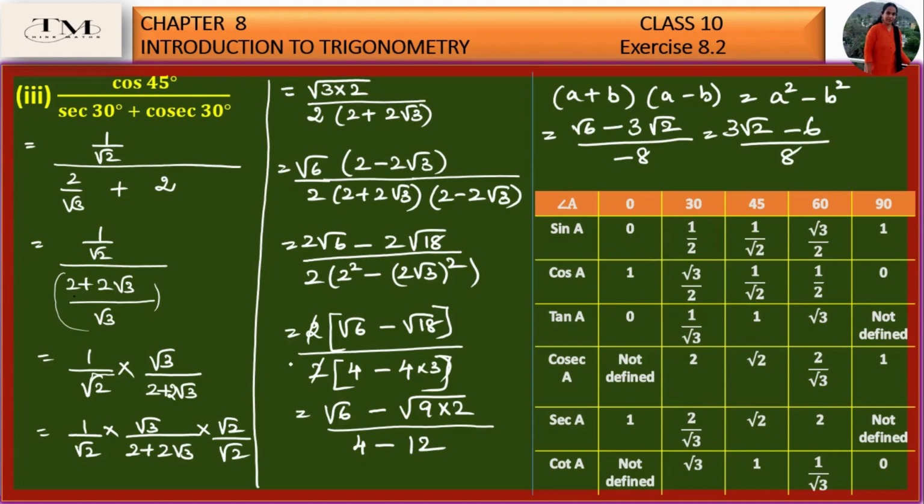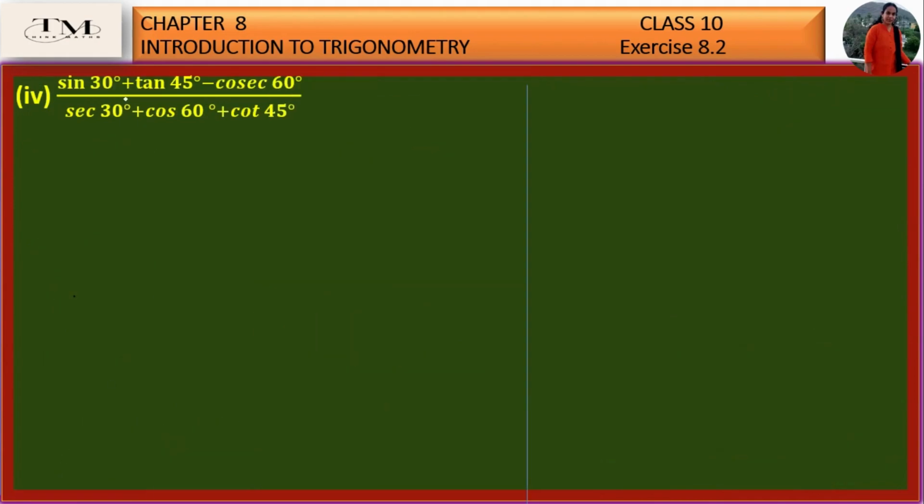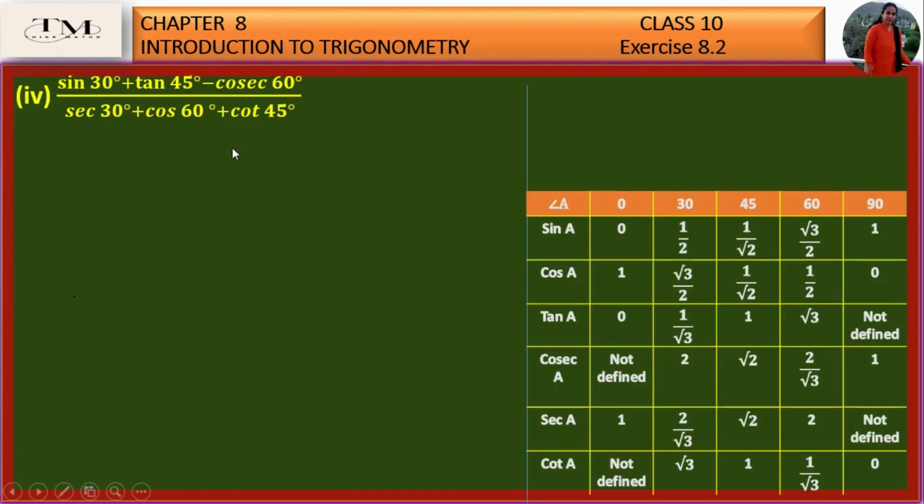Okay, children. So I hope you can understand this problem. Moving on to the fourth part. Fourth part says sine 30 degree plus tan 45 degree minus cosecant 30 divided by secant 30 plus cos 60 plus cot 45. First let us write all the values.